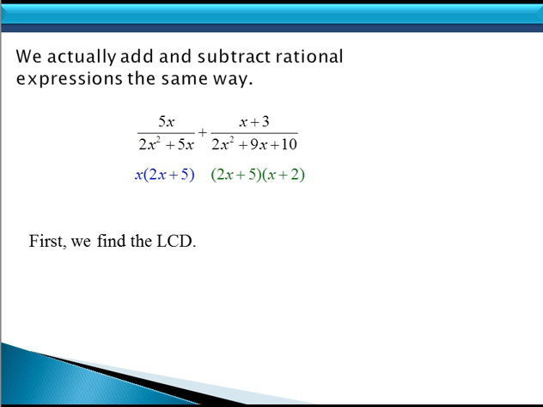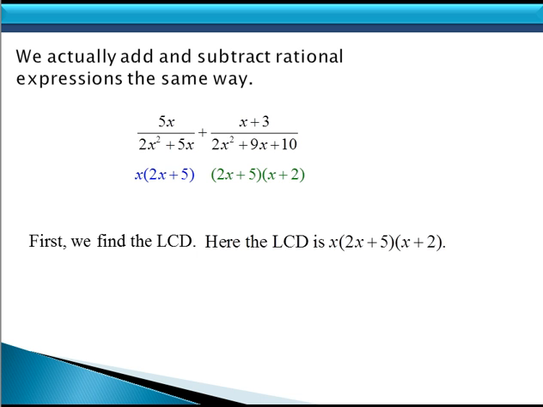Now we're ready to build the least common denominator by taking all the factors of the first denominator, so the factor x and the factor 2x plus 5. And then from the second denominator, we already have the 2x plus 5 factor, so we'll only take x plus 2 from that denominator. And we multiply those three factors together, and that is going to be our least common denominator.